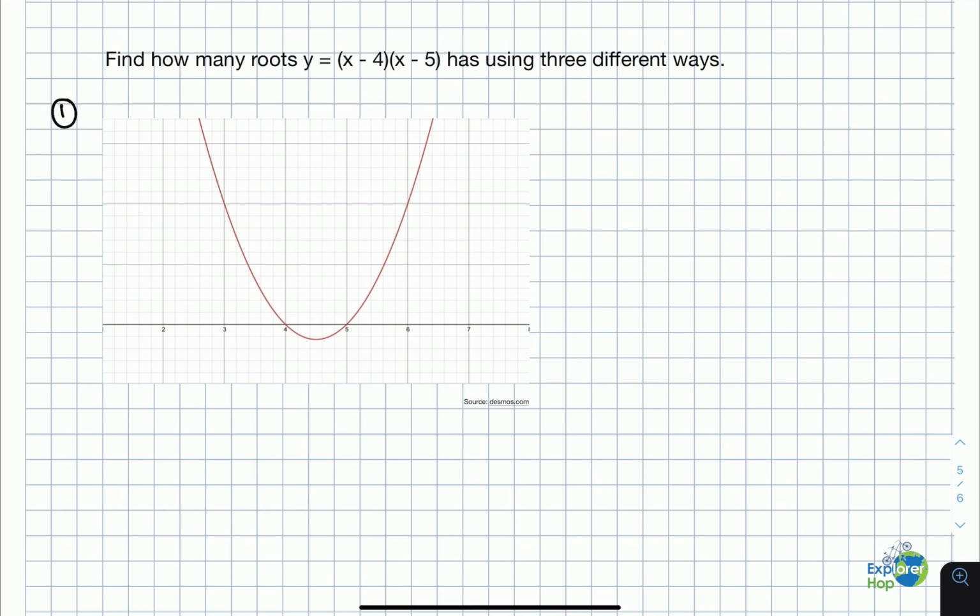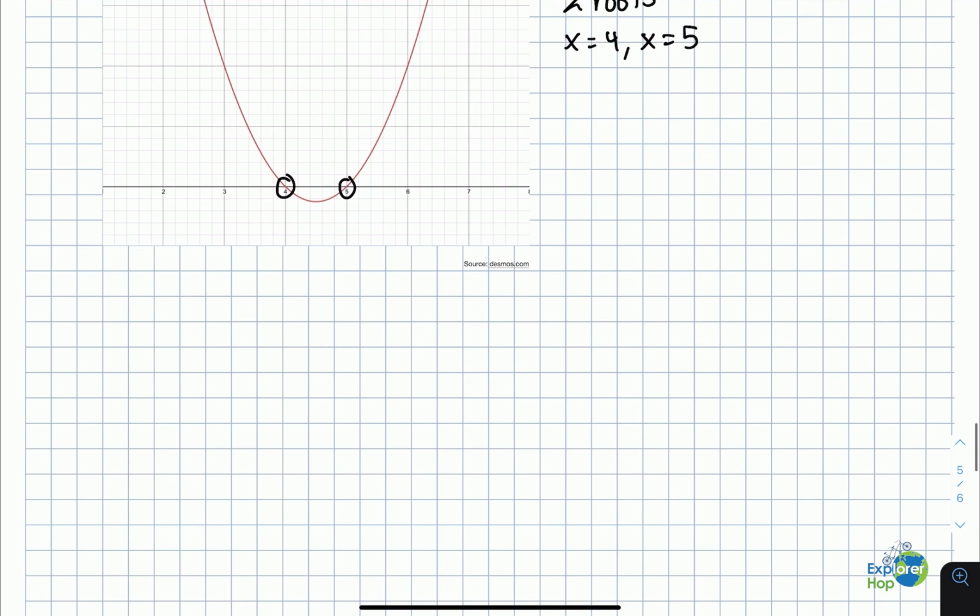So right off the bat we can see that it's 2 times. One at x is equal to 4 and one at x is equal to 5. So there's 2 roots, x equals 4 and x equals 5. And that's what the first method tells us. Let's see if the other methods tell us the same thing.